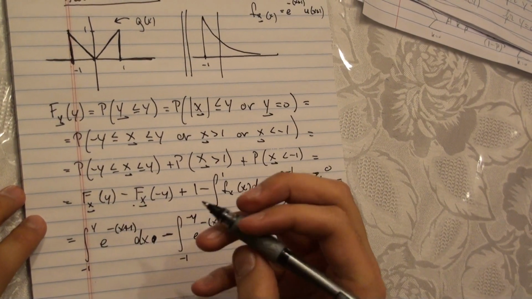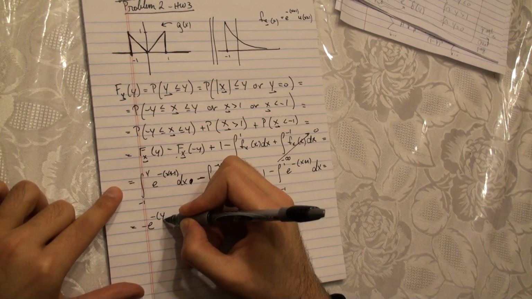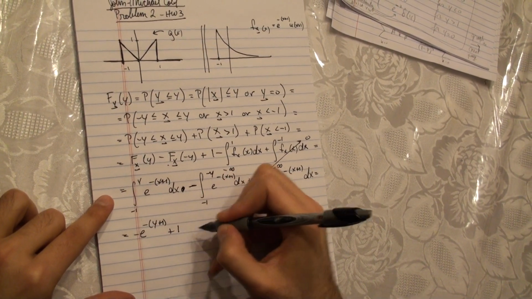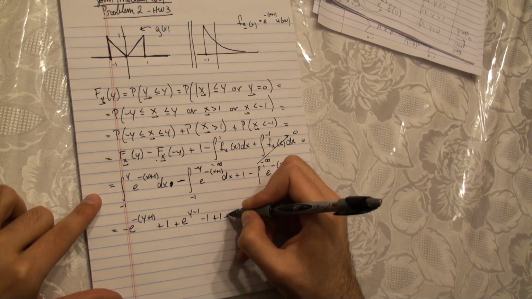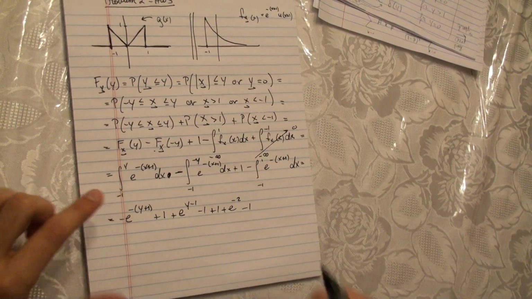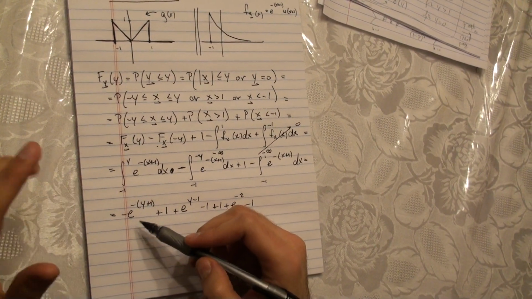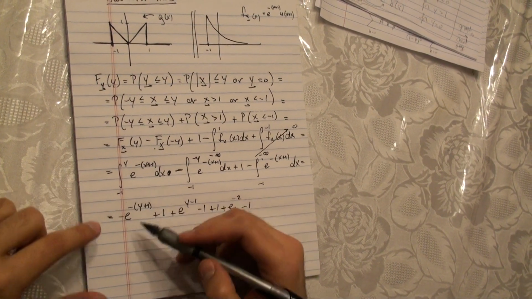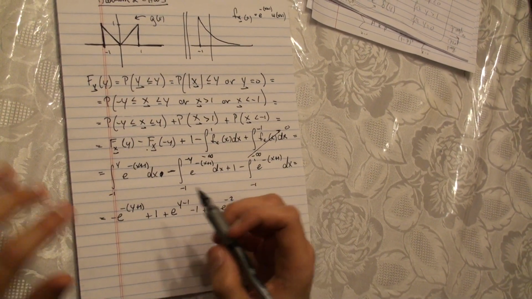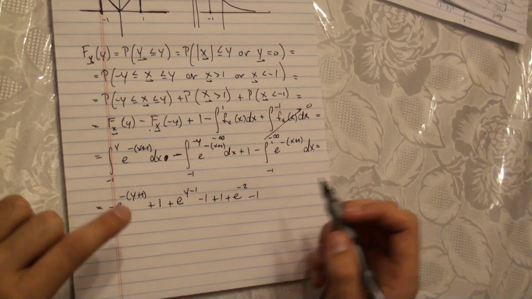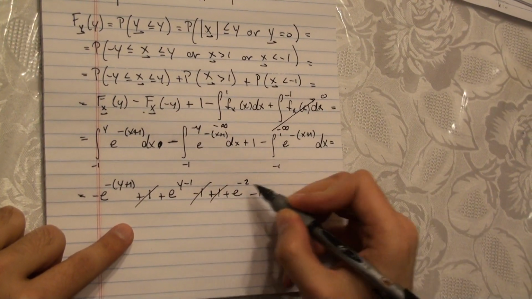So we get minus e to the minus (y plus 1) plus 1 plus 1 plus e to the (y minus 1)... minus 1 plus 1 plus e to the minus 2 minus 1. And this just comes from doing the integration. So the integral of this guy is just negative e to the same thing, evaluated between negative 1 and y. So we have the y, and then the plus 1 is a negative 1. And the same thing for these guys. It's just doing the integrals. So we cancel this with this and this with this.